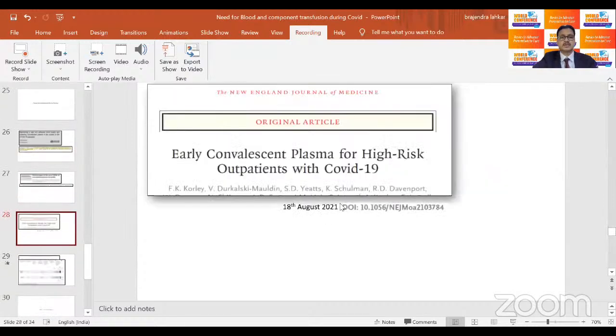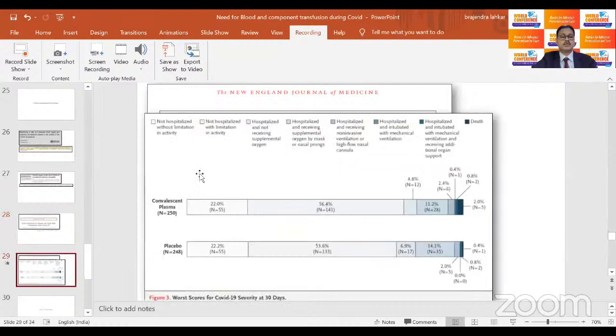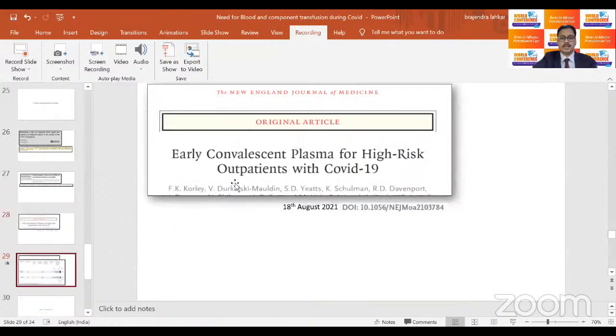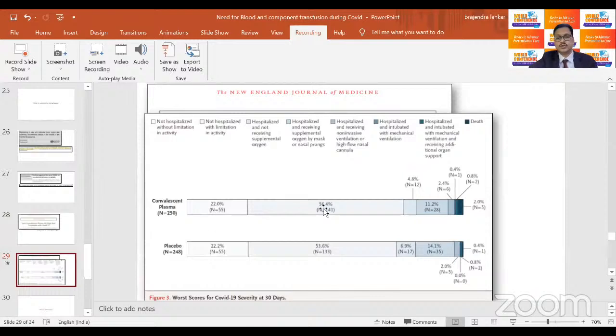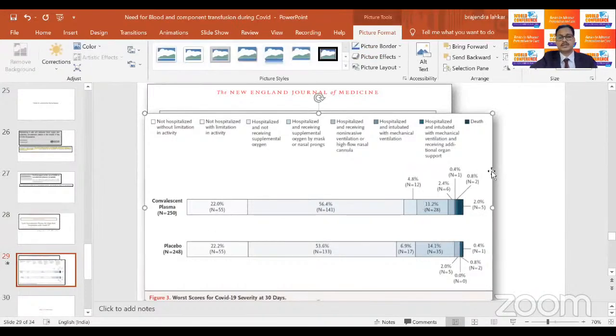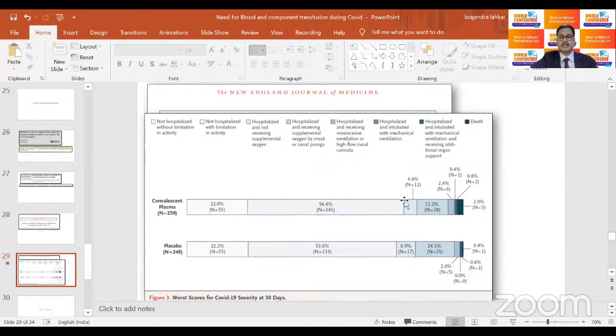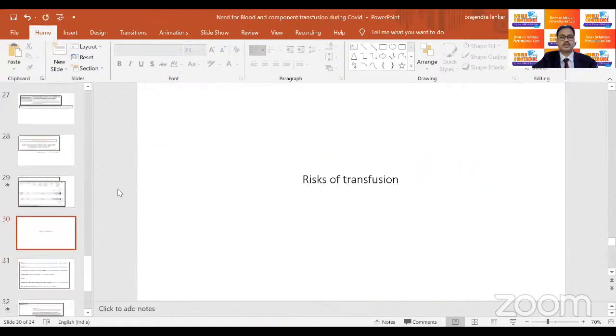no longer be administered. Likewise, in this recently published RCT, they compared with the placebo. There is no benefit. There is no benefit. And in fact, mortality is higher. 5% died as compared to 1% in the convalescent plasma therapy group.